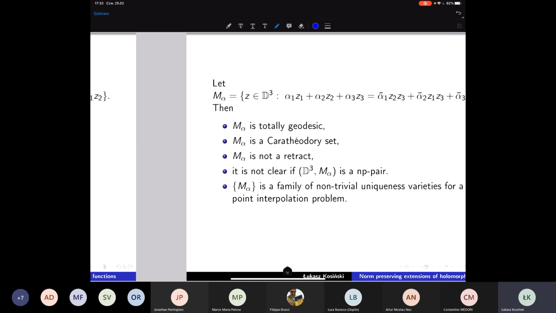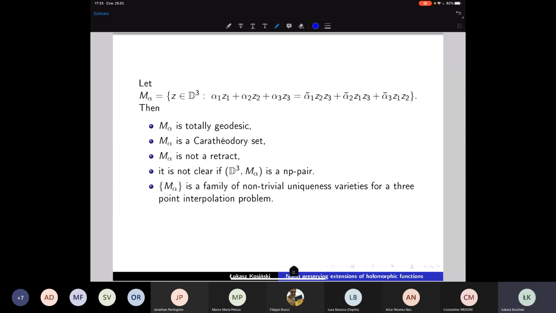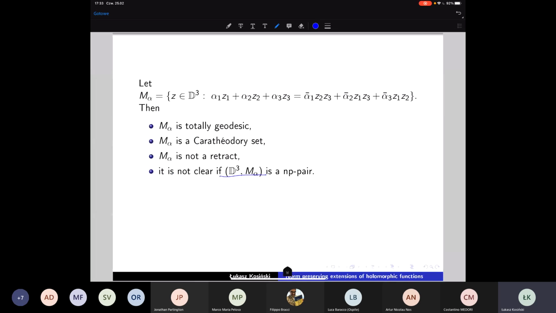Nevertheless, M alpha appears also in interpolation as a family of uniqueness varieties for some interpolation problem on the polydisc. So they are quite interesting in their own right, and that was also formally shown by Maciaszek.